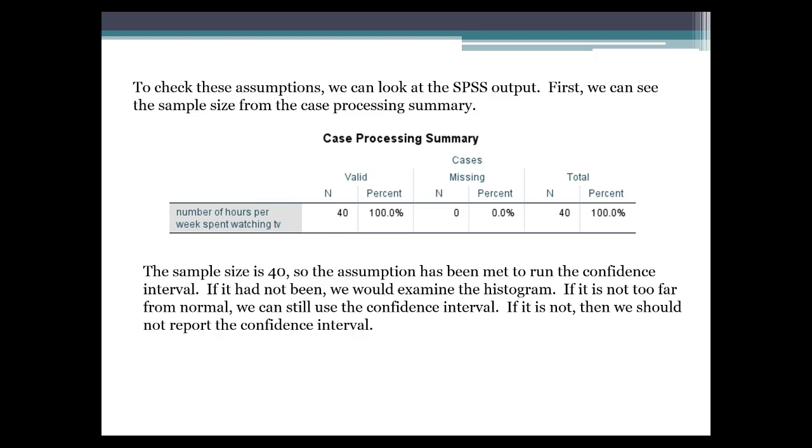So we can look at SPSS output to see if the assumptions are met. In this one, we've got a sample of size 40, so that means we're fine. So we've met the assumption to run the confidence interval. If it hadn't been, we'd have to look at the histogram. If it's not too far from normal, we'd still use the confidence interval. Otherwise, we really shouldn't report the confidence interval if the assumptions have not been met.